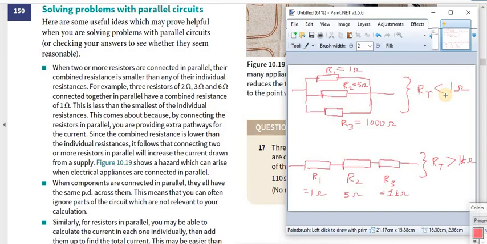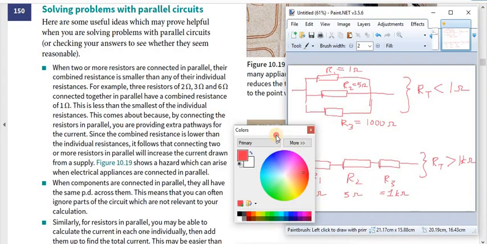Here it should be less than, not less than or equal to, it should be less than the least resistance. So when it's in the parallel connection, the total resistance, or combined resistance, should be less than the least resistance in that parallel connection of resistors. When resistors are connected in series, the total resistance should be greater than the largest resistance in that series connection. So we have the equation: when in series we are adding the resistances. RT equals R1 plus R2 plus R3.